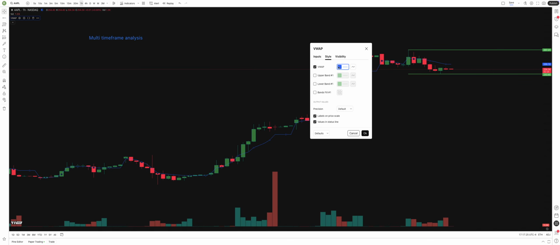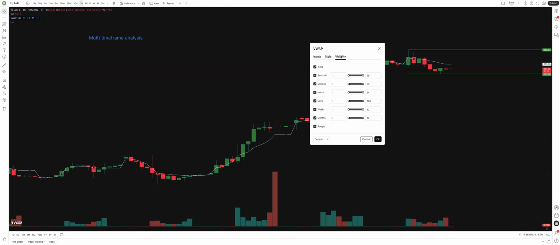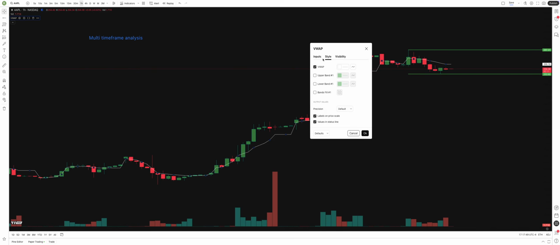And then we're going to click the color of the VWAP. I like to use white. It's just my preference. And then we'll keep it as a line. And we'll keep the visibility on all time frames. So what this shows you is that I can hide the VWAP on hourly time frames or show them on other time frames. I like to see them on all time frames.